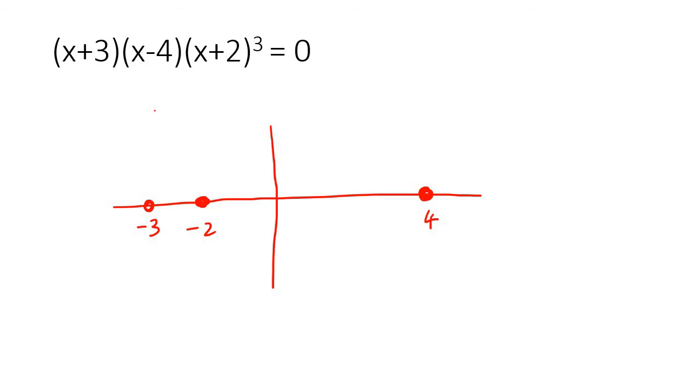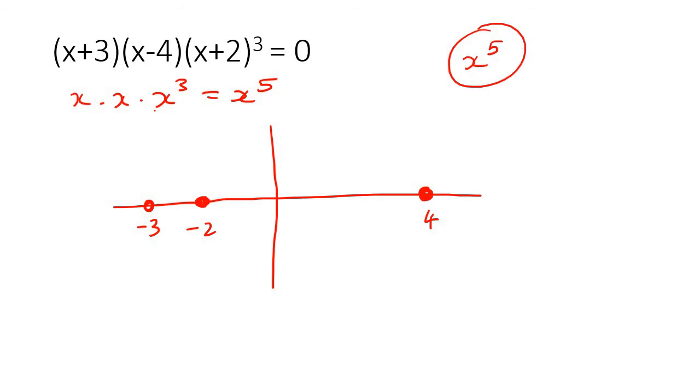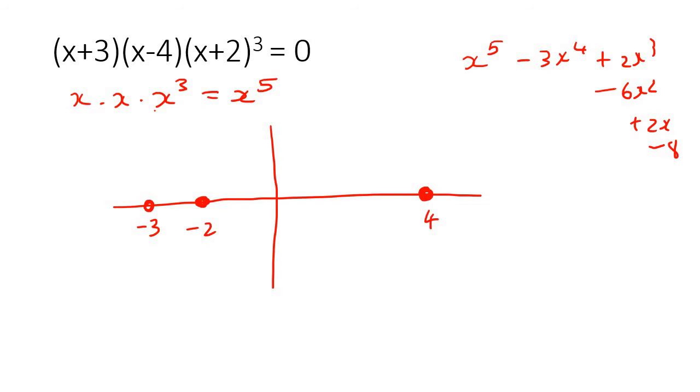So we need to find the highest power. So that's x, and then this is x to the power of 3. So it's x times x to the power of 3, which is x to the 5. What that means is that if you multiplied all of these brackets together, you would get a whole lot of stuff, but the highest power would be x^5. You would have, I don't know, x^5 take away 3x^4 plus 2x cubed minus 6x squared plus 2x minus 8. Who knows? That's just making it up. But to work out end behavior, you only have to look at this highest power.